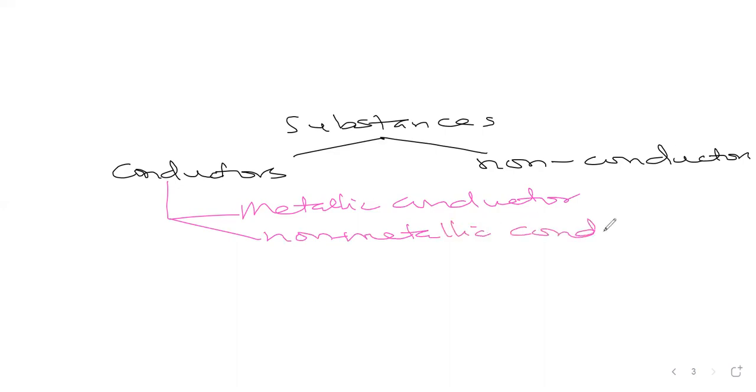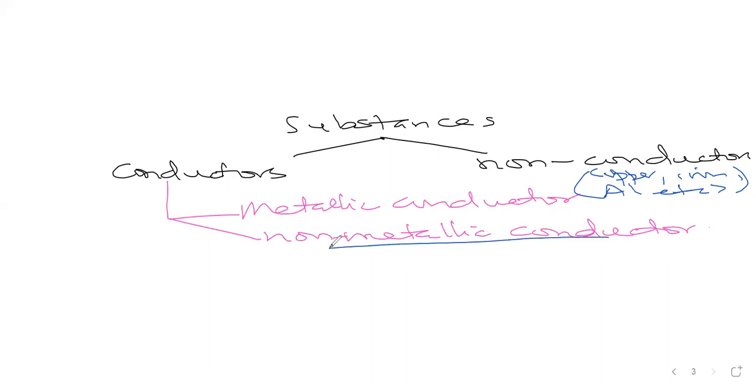Does any of you know any non-metallic conductor? Any substance that's not metallic but does conduct electricity? I've already given you examples of the metallic conductors. I've given you an example of copper, iron, aluminium, and many others. All those are metallic conductors.